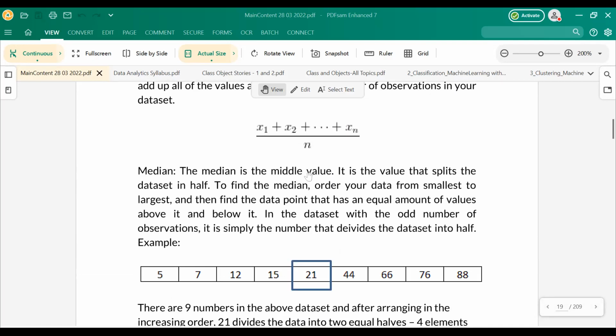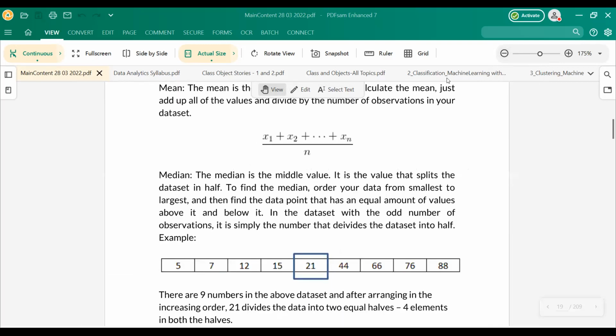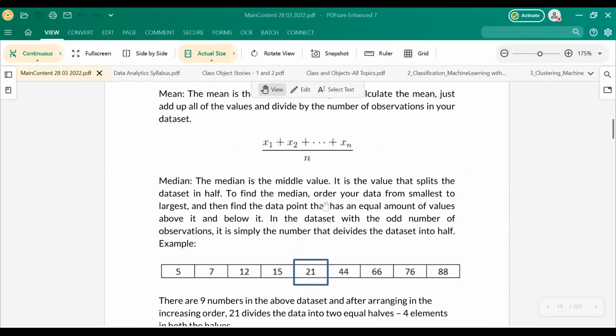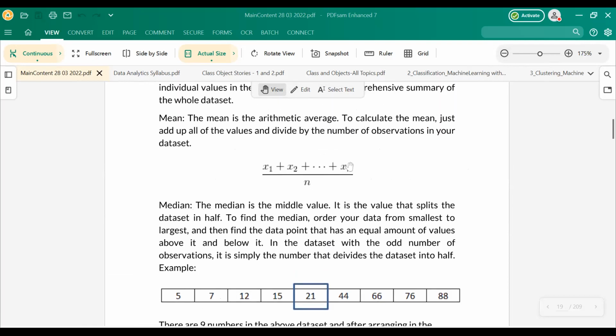So that's what mean, median, mode means. Now, how do we calculate the mean? Mean is the same as your average. If you have n numbers, you add all of them and divide by n. Average is called mean in statistics. So if you have n numbers, you divide by n. That is your mean.